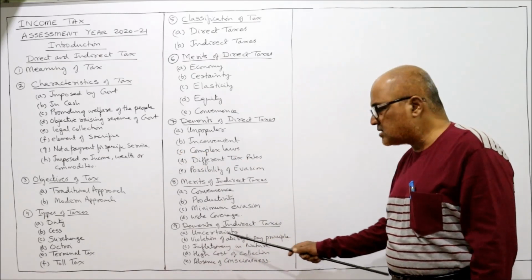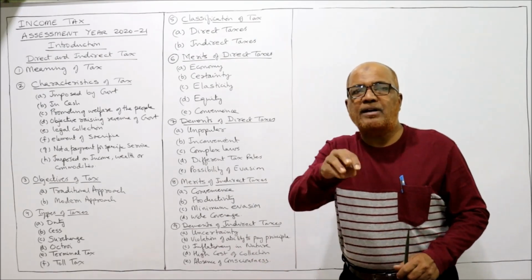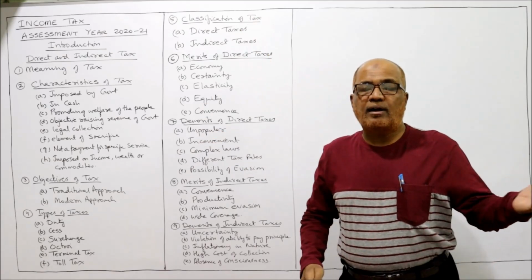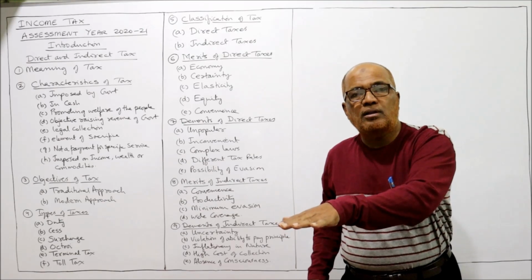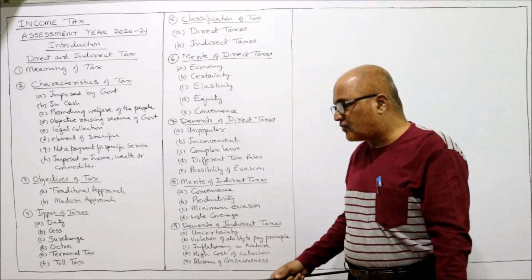Demerits of indirect tax. Uncertainty. The taxes are not certain because they depend on consumption. If the demand for the products is more, the government will get more taxes. If the market demand has come down, then the government will get less revenue. So there is uncertainty about the collection of taxes.